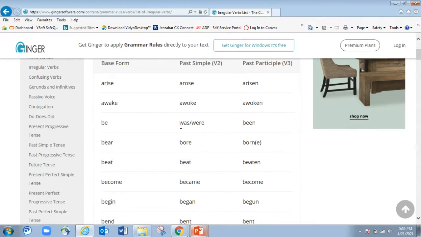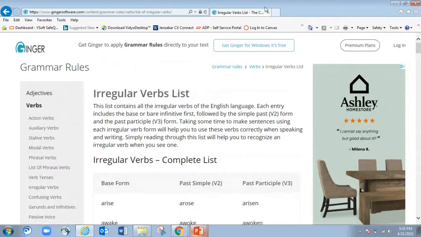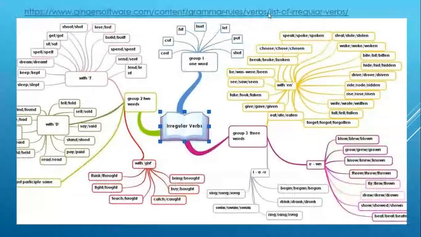This is the present tense, this is the past tense, and this is the past participle. Okay, these are the irregular verbs, and unfortunately I'm showing you this list because it's just a matter of memorization. You have to memorize them.